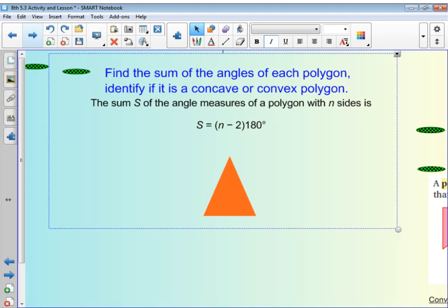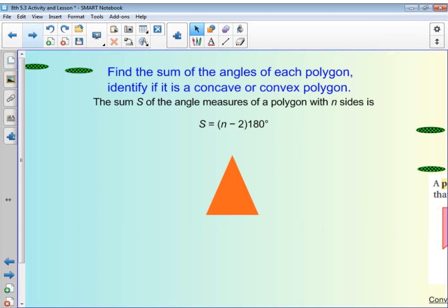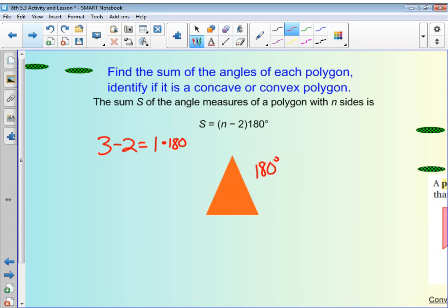Okay, so here's our first example. It says find the sum of the angle measures of each polygon and identify if it is a concave or a convex polygon. So what we need to remember is from yesterday, we found out that if we knew the number of sides, we could subtract off 2 and then multiply by 180. So here I have a 3-sided figure. So if I took 3 minus 2, that gives me 1, and then took that times the 180, it gives me 180 degrees, which we already know about a triangle, so we wouldn't need to use that formula to figure that out. We know that a triangle equals 180 degrees.